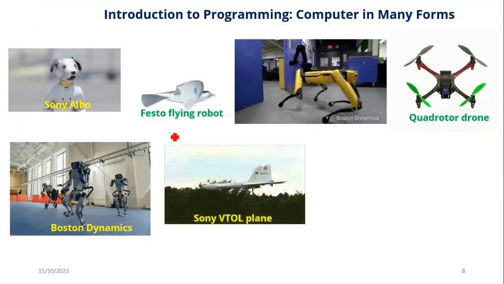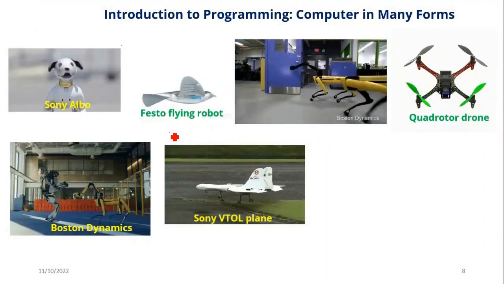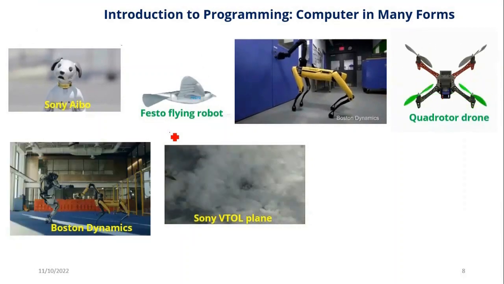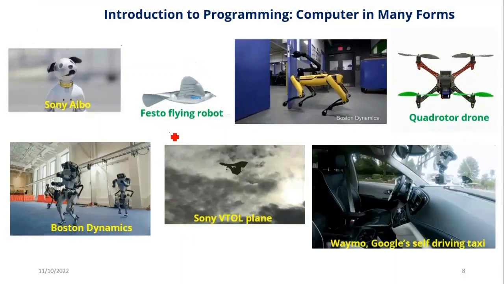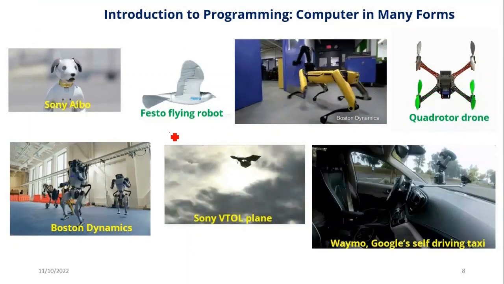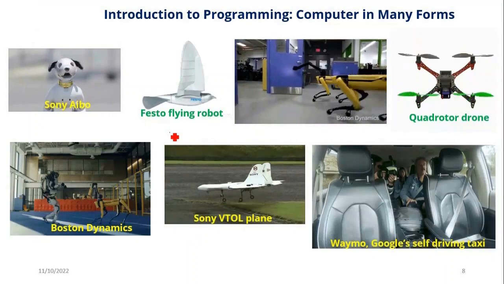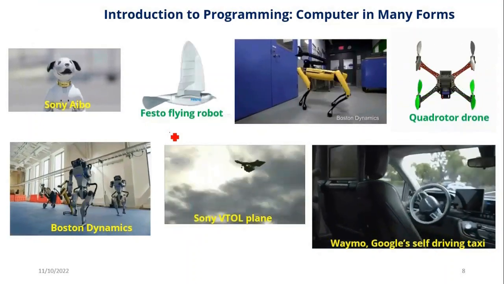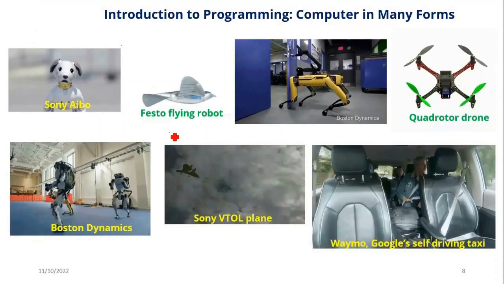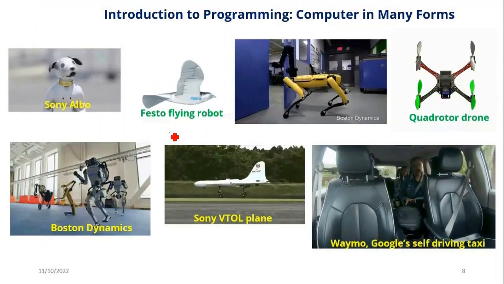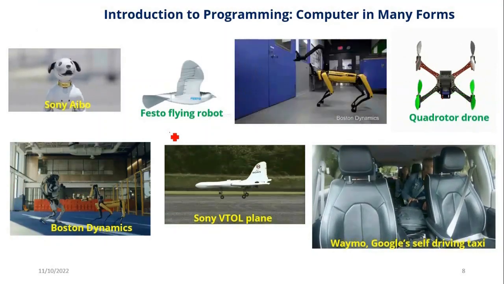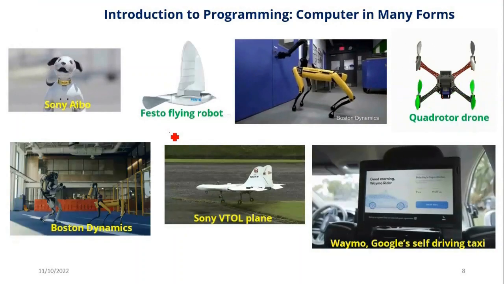Several computers and microcontrollers enable that behavior, and then it flies. It's able to navigate successfully and return back to where it came from by the use of computers. A futuristic phenomenon that is already working, is already out there, is self-driving cars. This is Waymo, Google's self-driving taxi, being controlled by several computers, sensors, and actuators. It does involve a lot of programming.